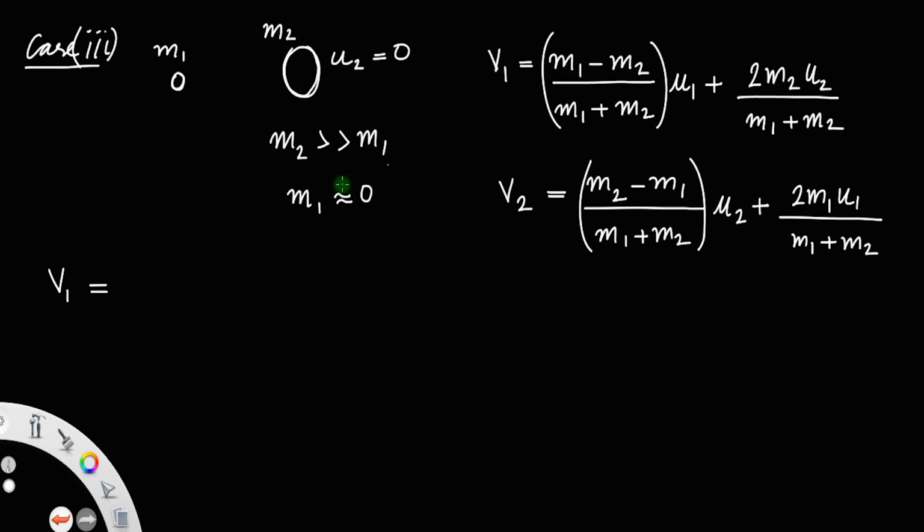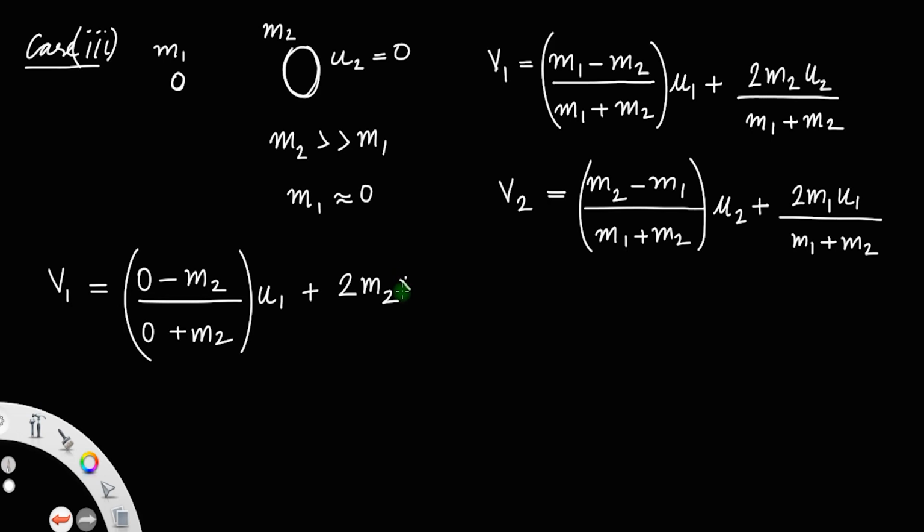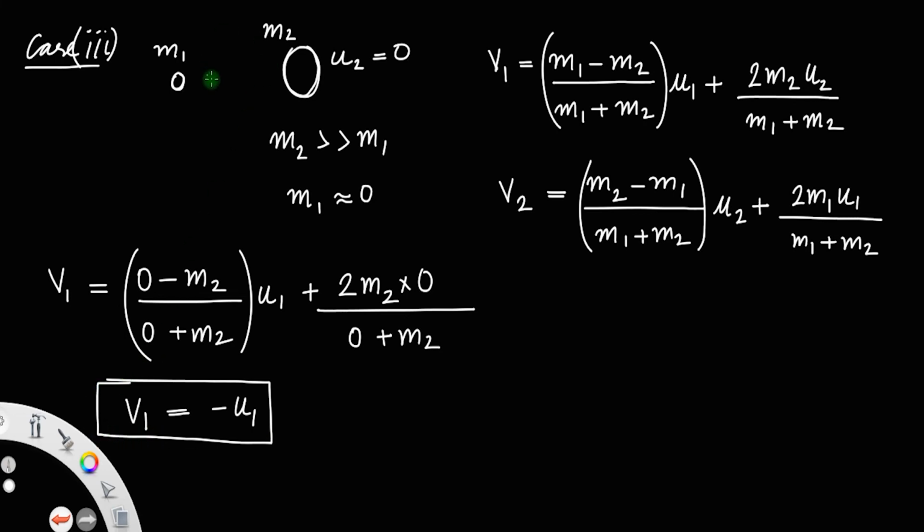So you can assume m1 as 0. So 0 minus m2 divided by 0 plus m2 times u1 plus 2 m2 into u2 is 0 divided by 0 plus m2. So v1 is equal to, this will be minus m2 by m2, so minus u1. Clear? So which means the body after collision rebounds. Clear? The final velocity, this is the initial velocity. Final velocity will be v1 but in the opposite direction. So if this body comes in this way, after collision it will move this way with the same speed.